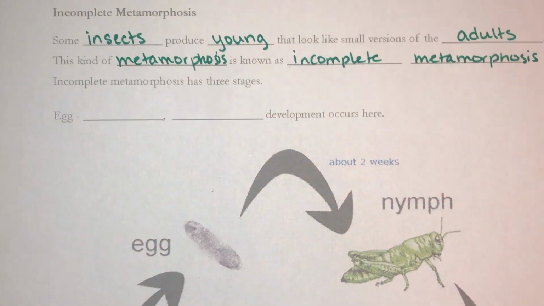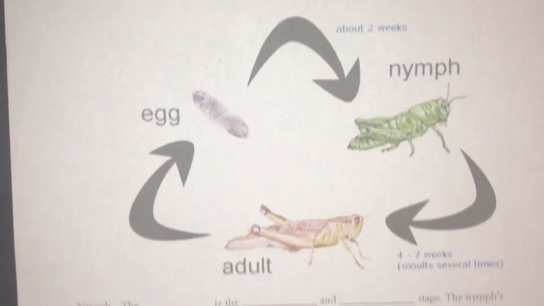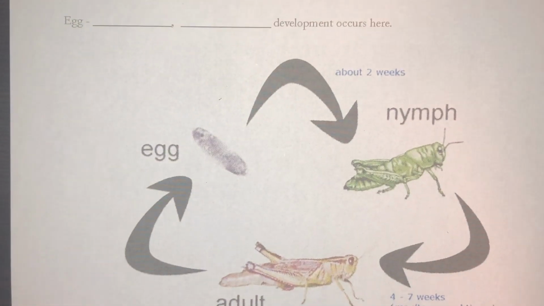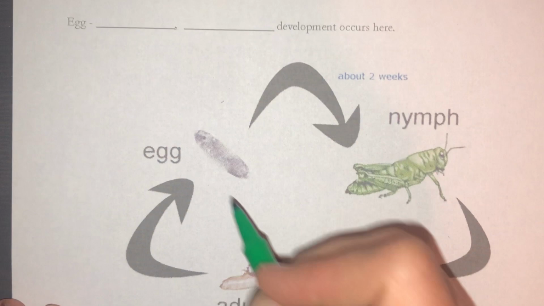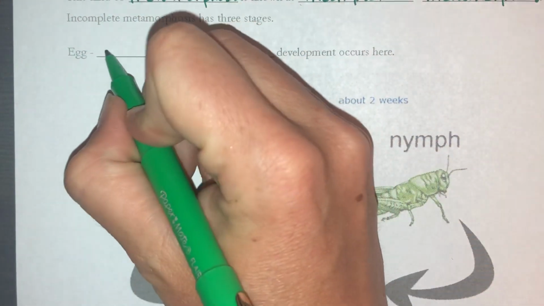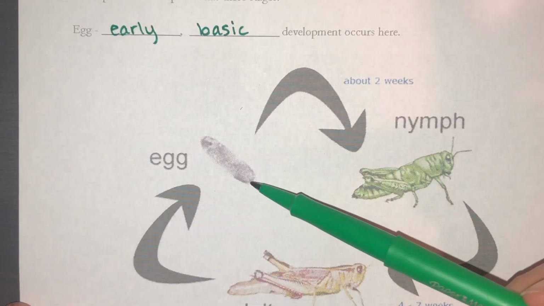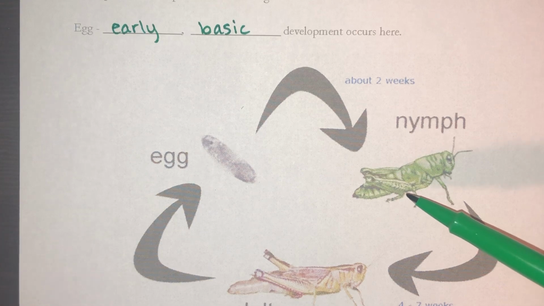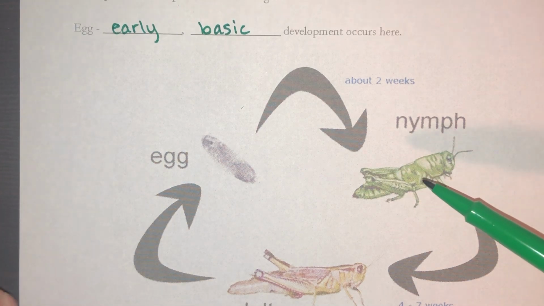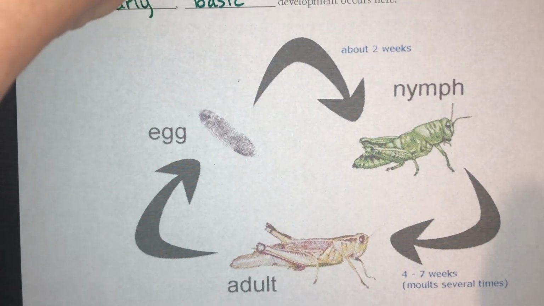So incomplete metamorphosis is going to have 3 stages, which are shown in this drawing right here. So the 3 stages are egg, nymph, and adult. So egg, early basic development happens here. So it's just going to grow from an egg to a nymph. So it's going to grow basic body structures but still be very small. And then we're going to reach the nymph stage.